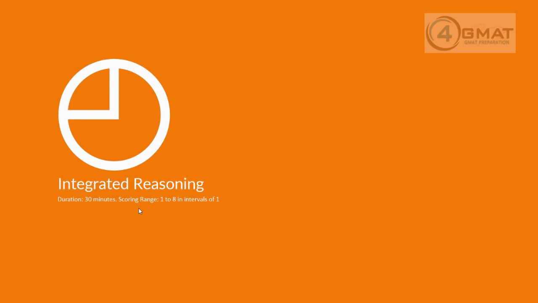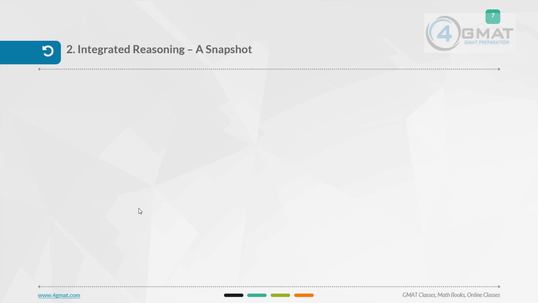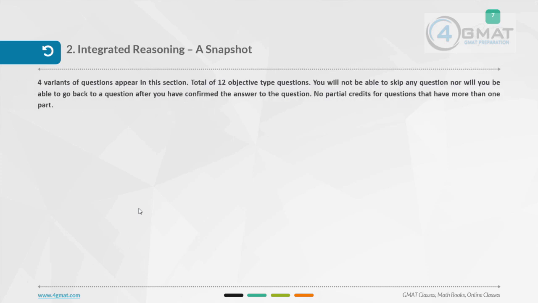The next section is the integrated reasoning section. It lasts 30 minutes and is scored on a range of 1 to 8 in intervals of 1. What does it contain? Four types of questions appear in this. All of these questions are objective type multiple choice questions. There are a total of 12 questions in this section. You will not be able to skip any question.